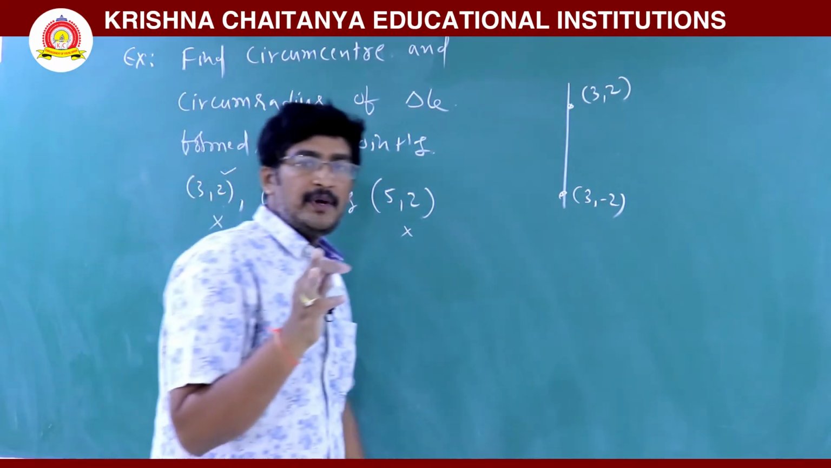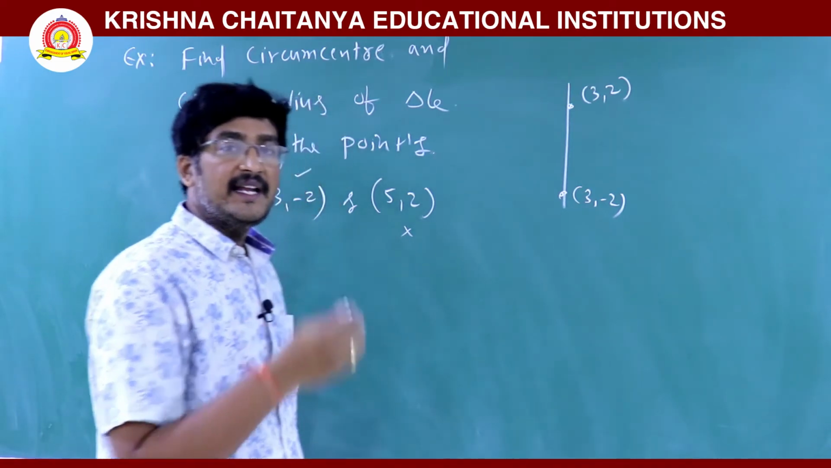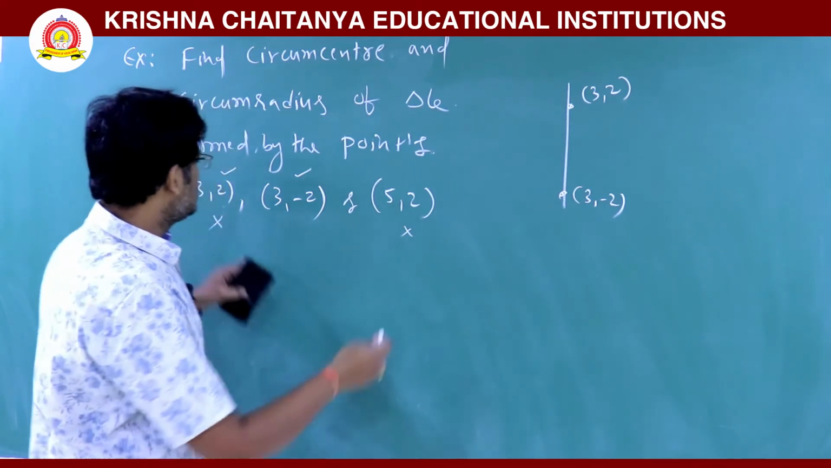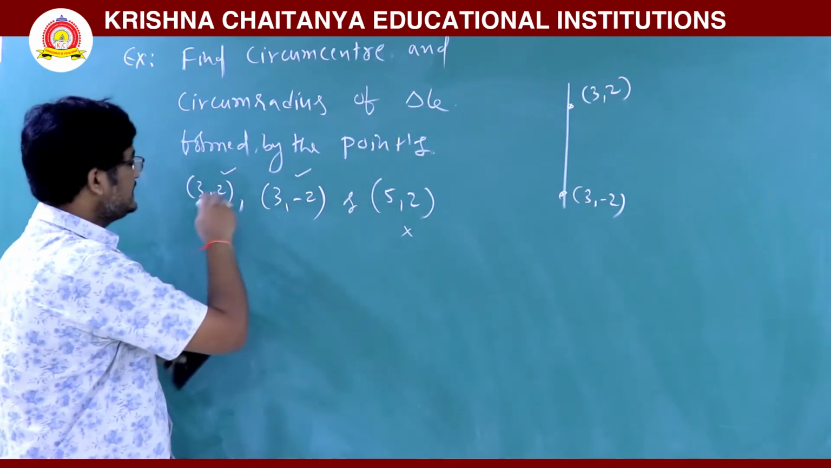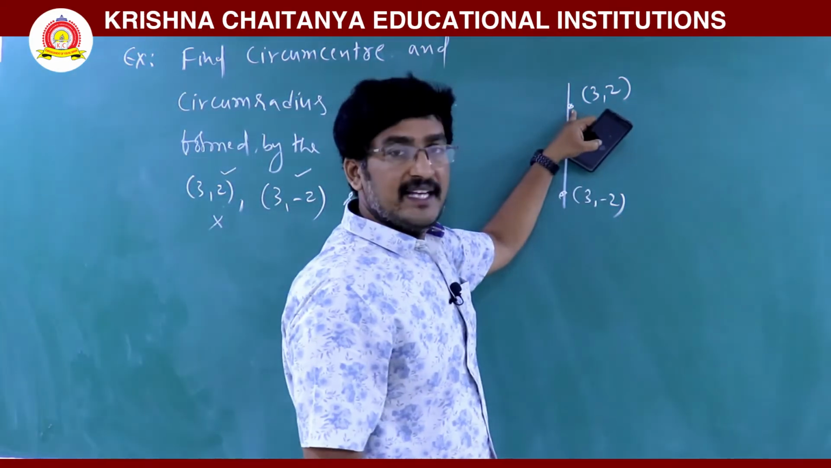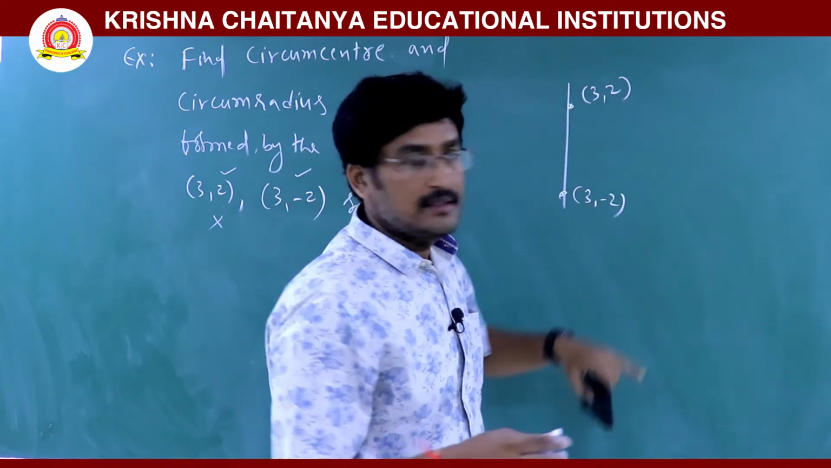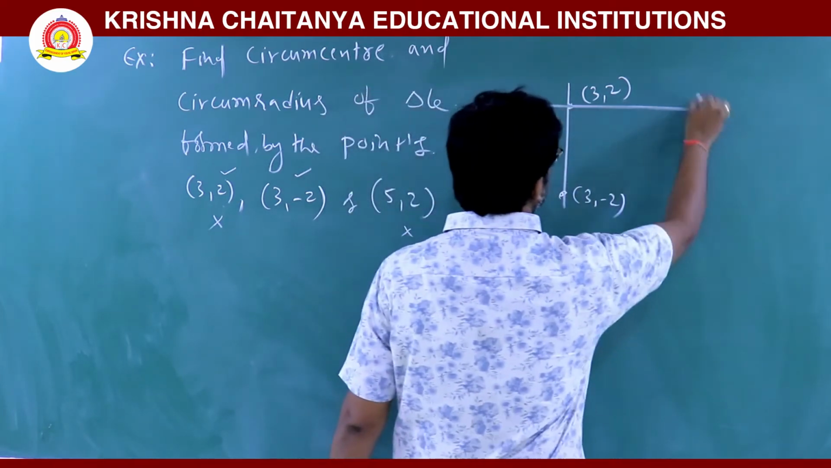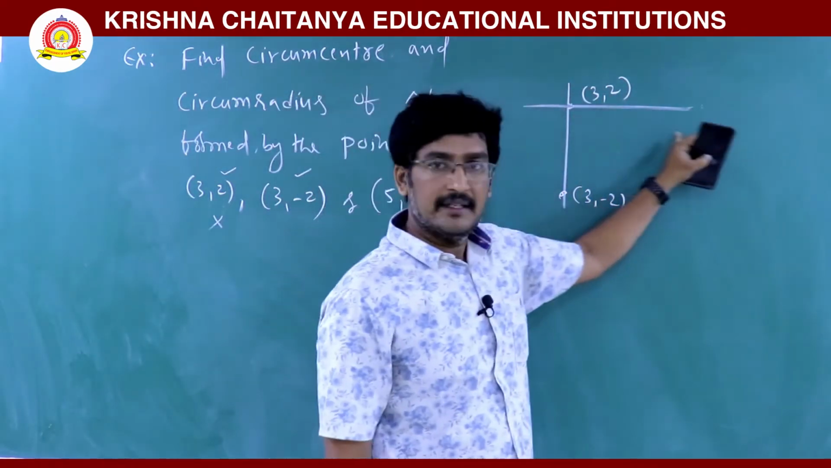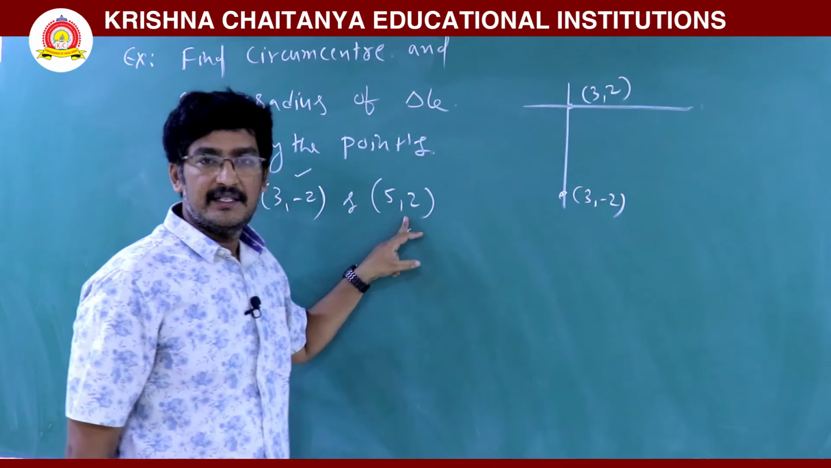Those two points having the same ordinate means they lie along a horizontal line, which is parallel to the x-axis. These two lie on the same horizontal line, this is (3, 2) and this is (5, 2). So that is a horizontal line passing through (3, 2), and we have to draw it there. (5, 2) also lies on this line, because this one and this one have the same ordinate.